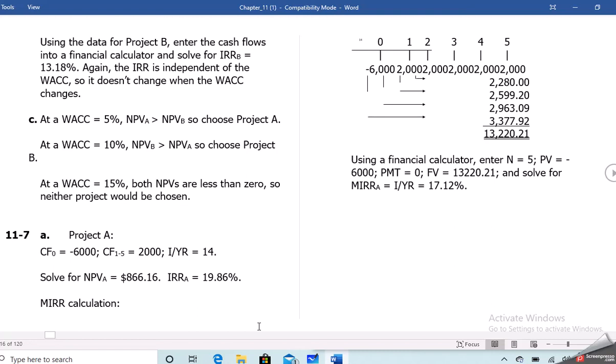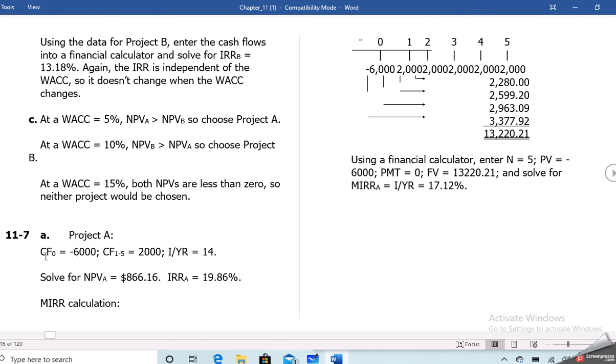Okay, for chapter 11, the best problem that you can look at is going to be 11-7. It covers all of the computations that we will do for capital budgeting. So the first one here is Project A. Now they have us using the cash flow function, which is what I would recommend as well.